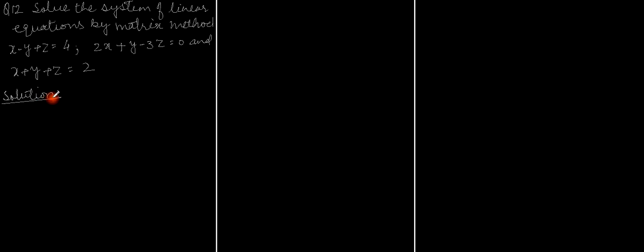Student, in this video I am taking question number 12 of exercise 4.6, that how we can find the solution of linear equation by matrix method. The question I have already noted here. The equations are x minus y plus z is 4, 2x plus y minus 3z is 0, and the third equation is x plus y plus z is 2.